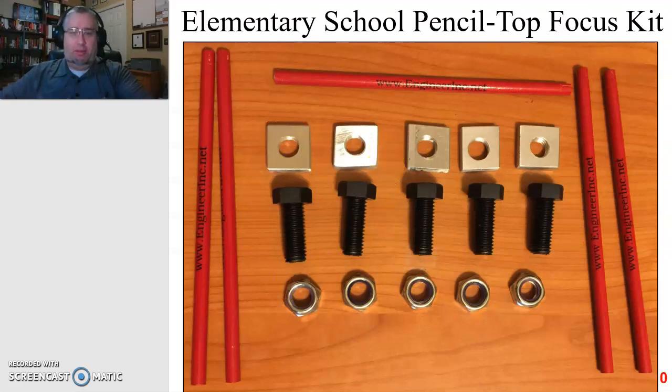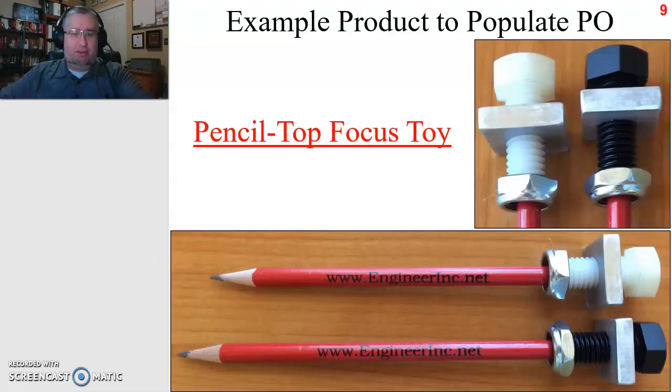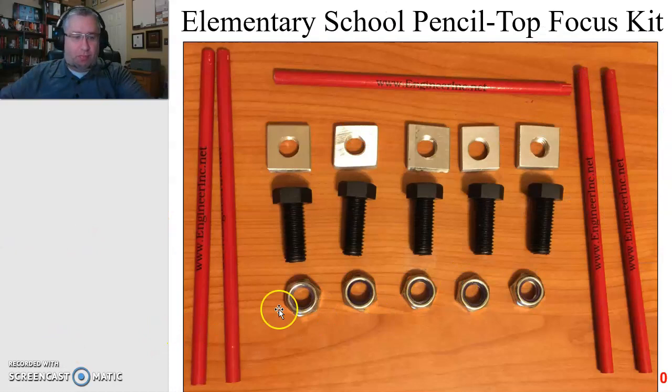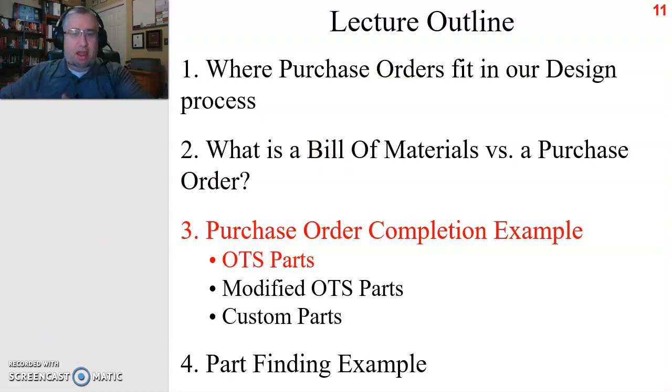But ultimately, what you're looking at is the elementary school version of the Pencil Top Focus Kit, which is really just an assembly exercise. So the students get everything effectively finished, and their job is just to assemble it into the final product. So there are three different types of elements here: OTS parts, modified OTS parts, and custom parts.